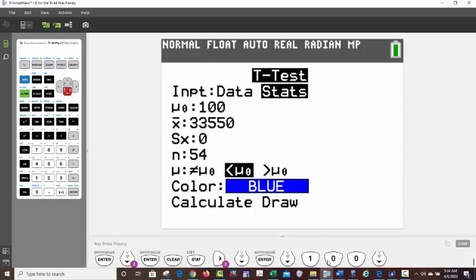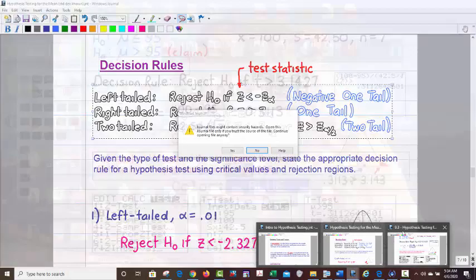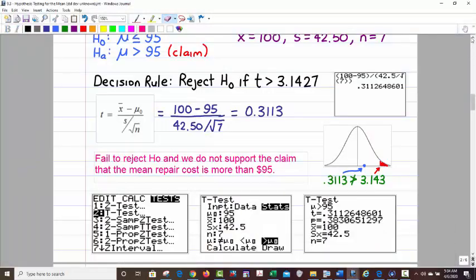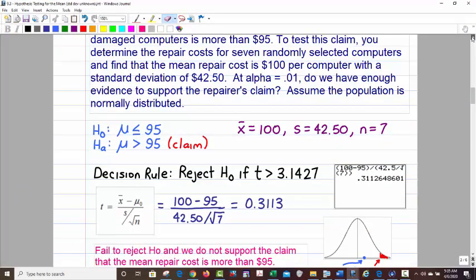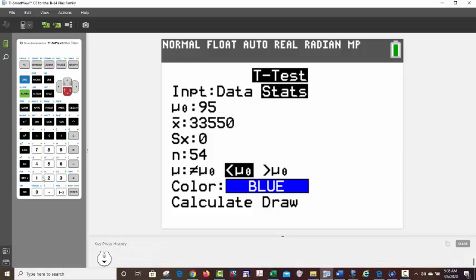I've already forgot the sample mean. I think it's 95. Yeah. No, 95 is the mu naught we're testing against. Wait, let me double check this. Yeah, more than 95. So that's the mu naught. 100 is the actual sample mean for the data. Standard deviation, I'll double check this, but I believe it's 4250.